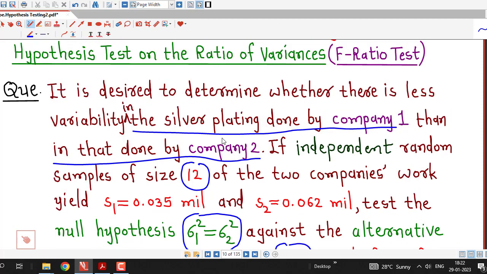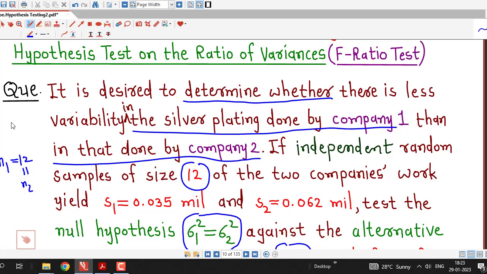So here the variable of interest is the silver plating done by a given company. There are two companies and they are taking two samples from those two companies, and both the samples are of size 12. So here we have n1 and n2 equal to 12, and they desire to determine whether there is less variability in the silver plating done by company 1 than in that done by company 2.